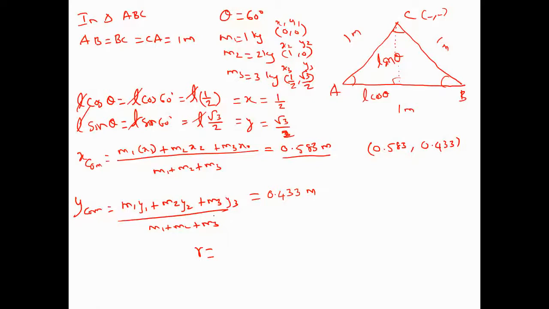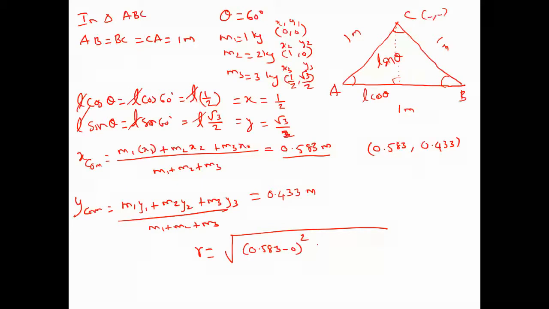Therefore, from the point A, how can you write my center of mass? You are going to find the magnitude. What is your x center of mass? 0.583. And what is the position of your A? 0 square, because you already studied this formula in chapter number 3, vector, on how to find the magnitude. Likewise, your y component 0.433 and your A position is 0. You have to find the square root. When you find the square root, that will be the distance of the center of mass from the point A. Clear?